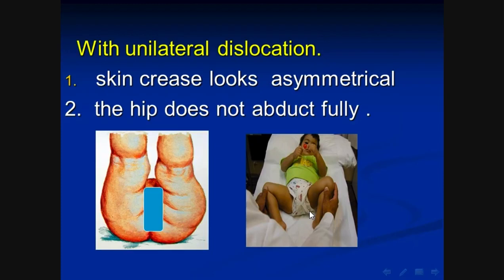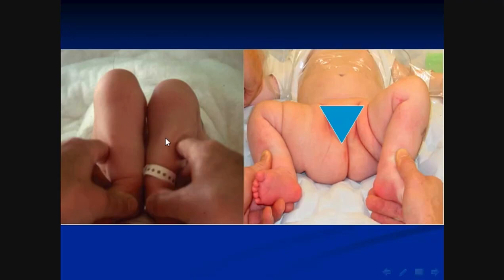Shortening is a very important sign. If you compare the hip to the normal, it is very obvious that the left hip, or the left limb, is short. Shortening is a positive sign for DDH.